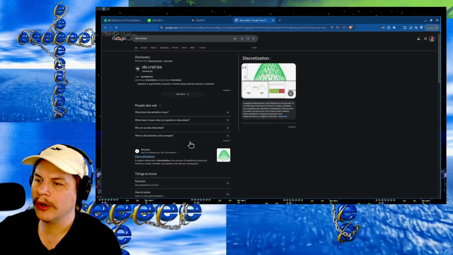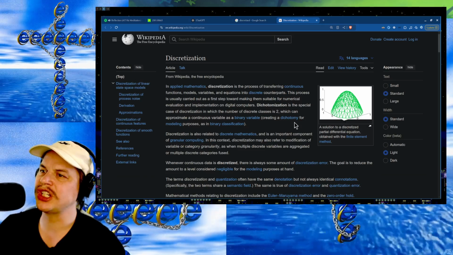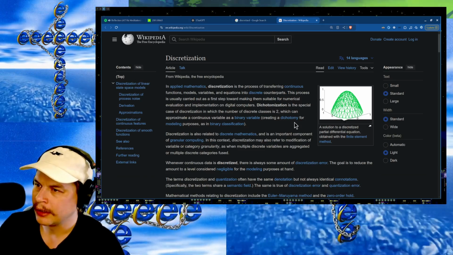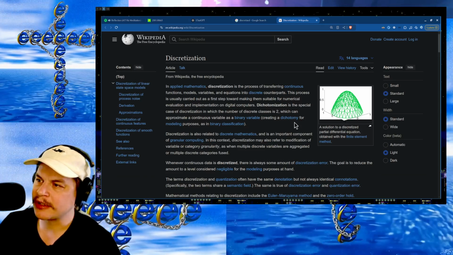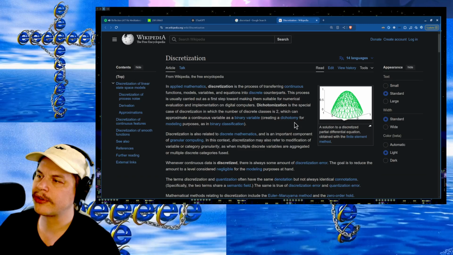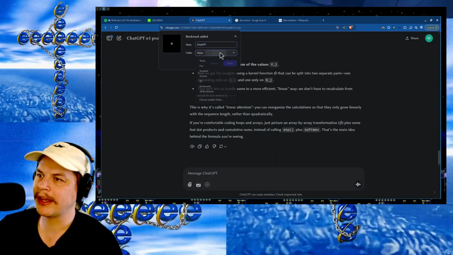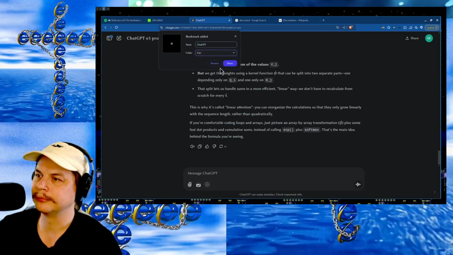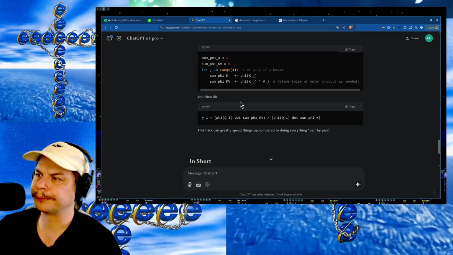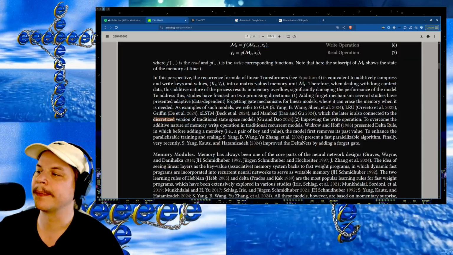Oh boy. And applied, I'm so stupid. Discretization. Discretization is the process of transferring continuous functions, models, variables, and equations into discrete counterparts. Cool. Okay. Oh boy, let's try and read this paragraph, and then I'll go check out my GPT.